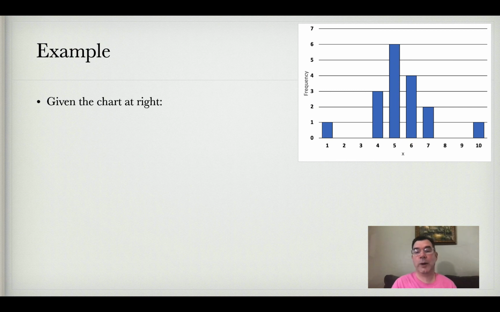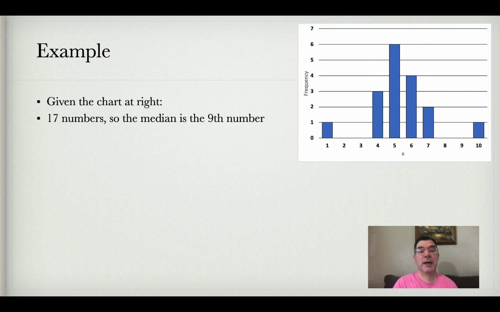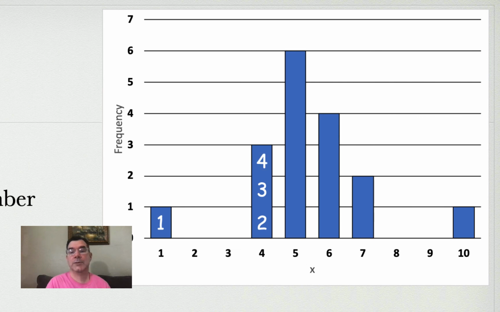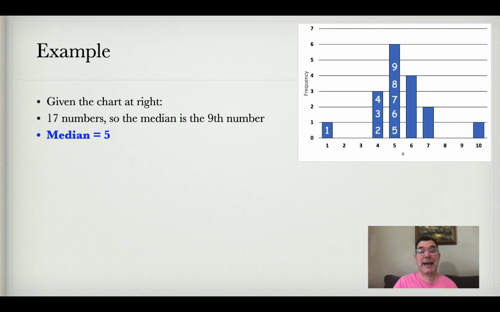Here's another example where I have a chart instead of a list of data, but I can still figure out what I need to. There are 17 numbers in the list if I add up all of the frequencies. So the median is going to be the 9th number in the list. I'm basically just counting off each of the responses. They are sorted, so I just need to read the chart from left to right. The first person gave a response of 1. The second, third, and fourth person gave a response of 4. And the 5th, 6th, 7th, 8th, and 9th person all gave a response of 5. So all I care about is the 9th response, and that is 5.